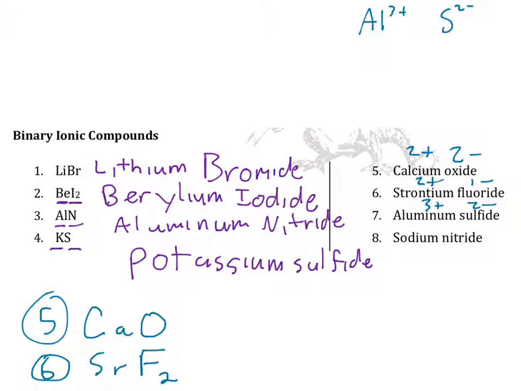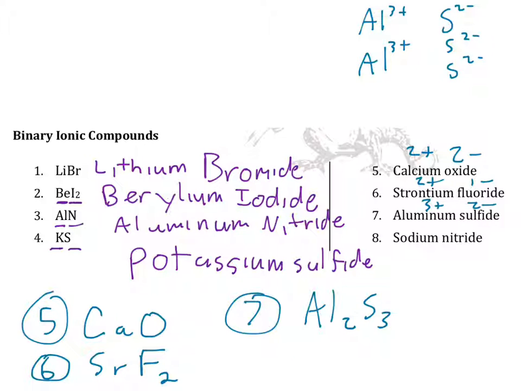And so notice how to balance this. You would need to have 2 of these, and you would end up needing to have a total of 3 of these. So notice when we have 2 aluminums and 3 sulfurs, it ends up being balanced. And so you kind of have to think about how much of each would I need to balance that charge. So 2 aluminums, 3 sulfurs. And this would end up being Al2, because we have 2 aluminums, S3, and we'd have 3 sulfurs.